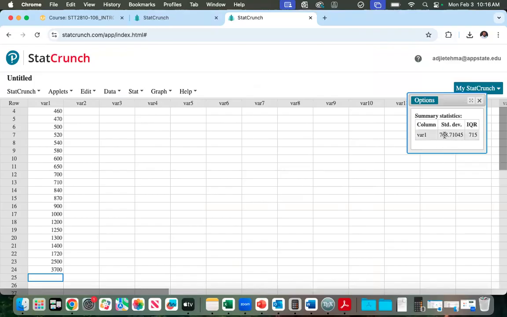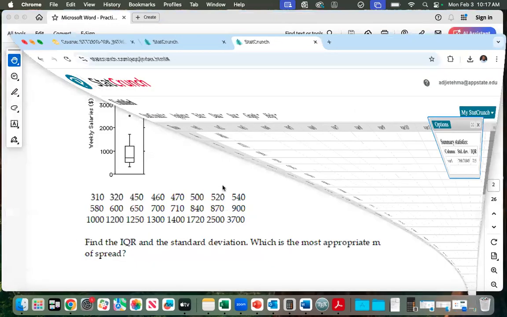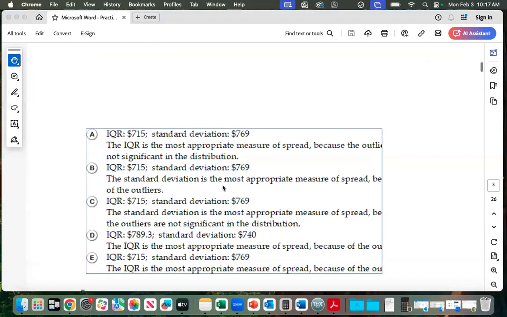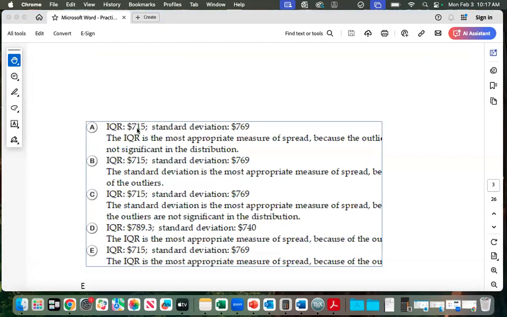You can see the standard deviation is about 769, right? And then the IQR is 715. So what is the right answer? We can see E matches that, A also matches that, but we already said that the IQR is the best measure of spread whenever we have skewed data. Is that okay? So IQR is 715 and the standard deviation is 769.